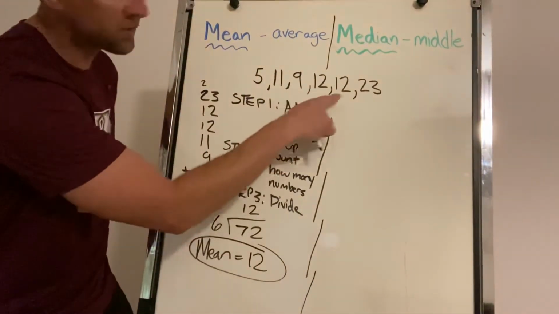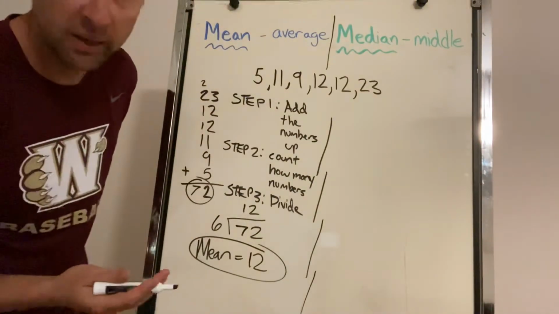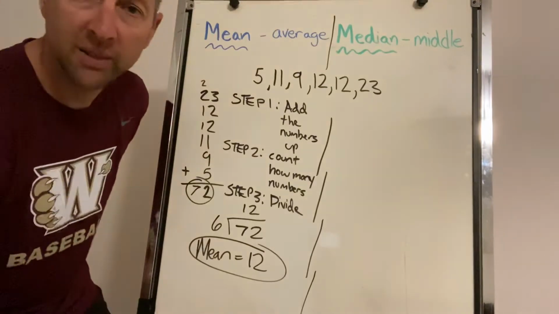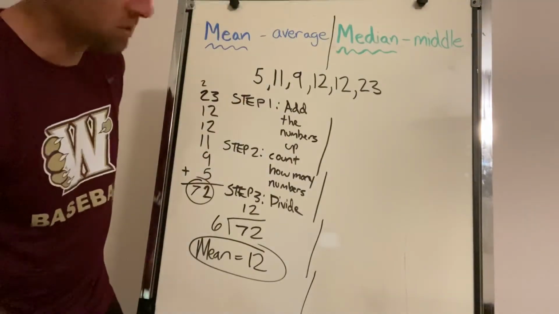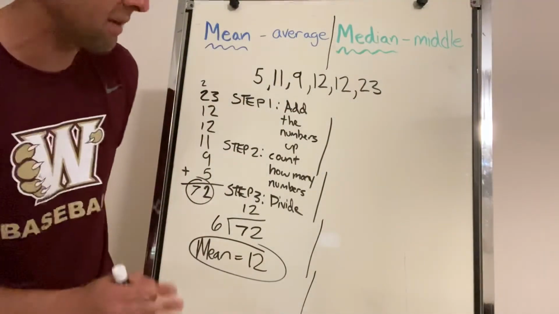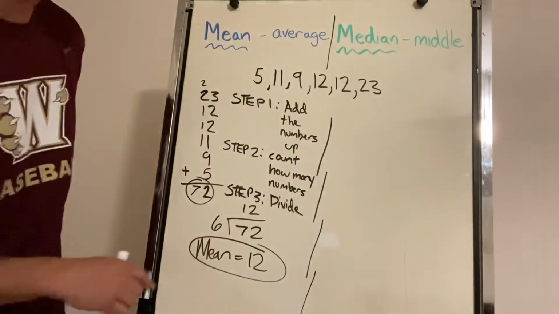All right, we have two 12s in our set too, which is kind of interesting. That's the number that happens the most. And if you remember, we're not talking about it a ton today, but mode is the number that happens the most. So our mode and our mean are actually the same. So we found the mean, we found the average. Now how about median? Let's go ahead and take a look at median.